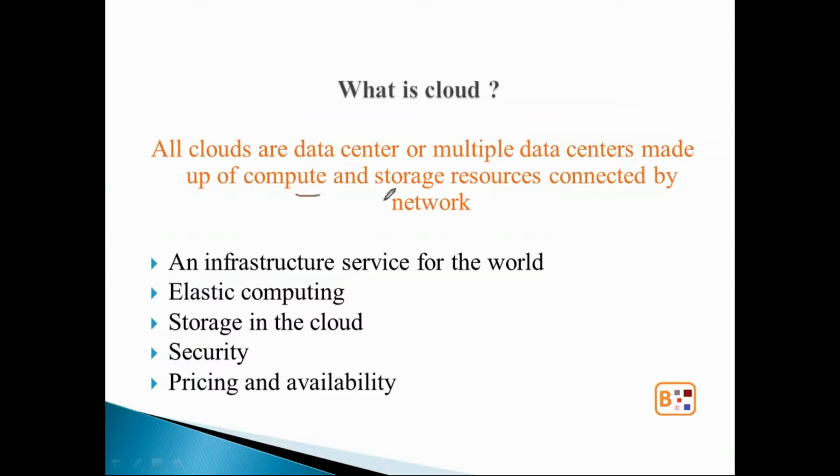I mentioned here compute and storage resources. All clouds are data centers or multiple data centers made up of compute and storage resources connected by a network. So data centers come under the availability zone, and availability zone comes under the region. A region is nothing but a physical location, or you can say a geographical area.